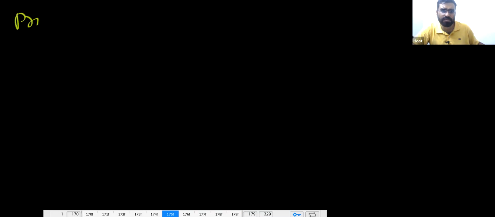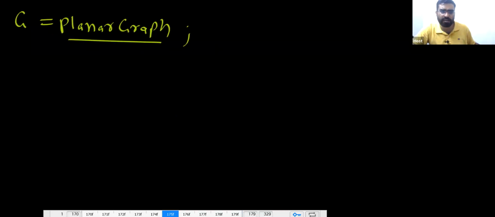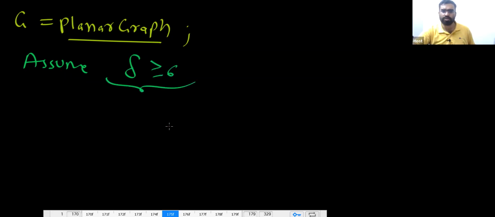So you can notice, let's assume G is a planar graph. In this planar graph, let's assume every vertex has degree, I can say minimum degree, is greater than or equal to 6. Assume the minimum degree is greater than or equal to 6.